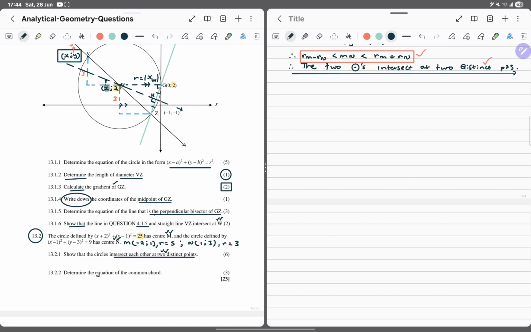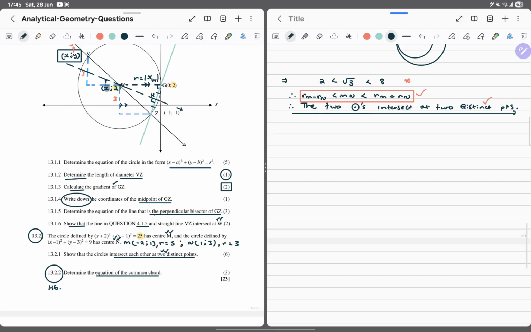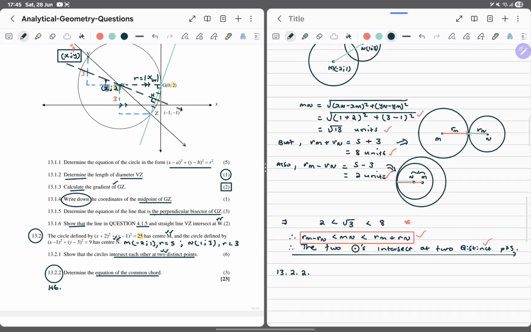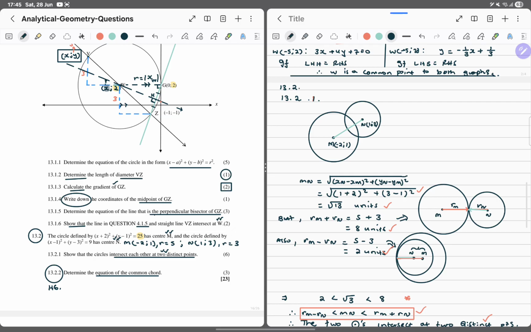Now the question says, determine the equation of the common chord. Now this is a strange question, right? Many of you don't know how to handle this. Well, it's not a very difficult question to answer anyways. How do we deal with this? Now, this is the situation that we are talking about. Now, how will we find the common chord? So let's say there is the chord from that point of intersection to that point. So there is the common chord.